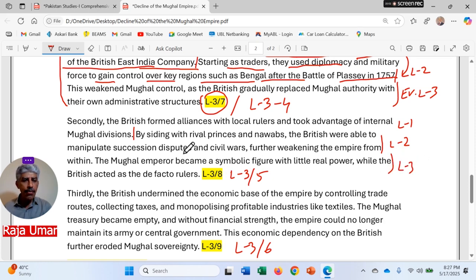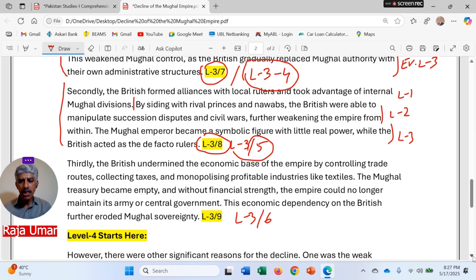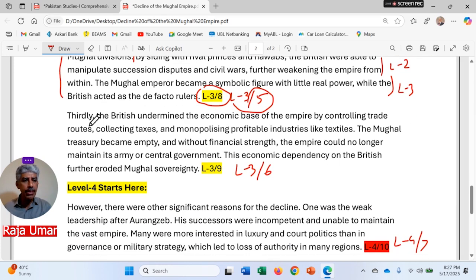So in this way, if a student writes these two reasons, then level 3, 8 marks reached, or if it is a 10 marks question, 5 marks reached. And over here, if it is a 10 marks question, 4 marks reached, right? And now the third reason of the arrival of the British.